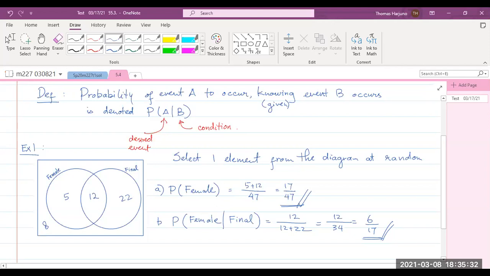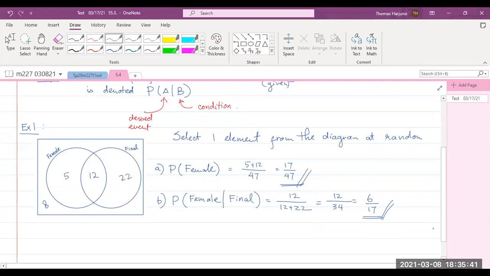So we count the condition first. Of those people taking final, there are 34 of them. How many of them female? Now let's reverse the order. What is the probability of taking final, knowing that person is female?